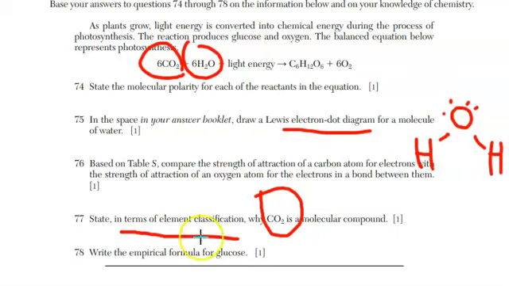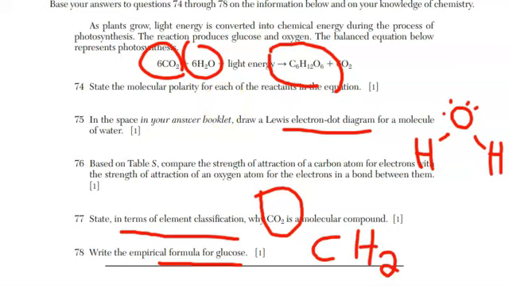For 78, write the empirical formula for glucose. Glucose, if you didn't know, is up here. Of course, we end up forming glucose in the photosynthesis reaction. For an empirical formula, that's the lowest whole number ratio of the atoms in a molecule. You got a 6, you got a 12, and you got a 6. The greatest number you can divide these through by is 6. So we can have an empirical formula of CH2O.